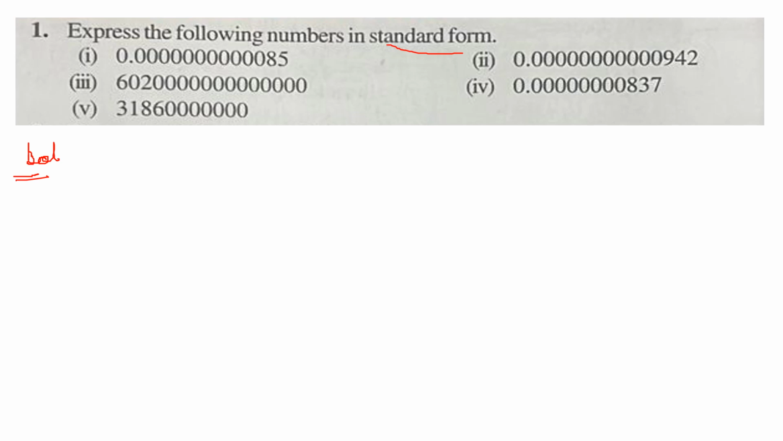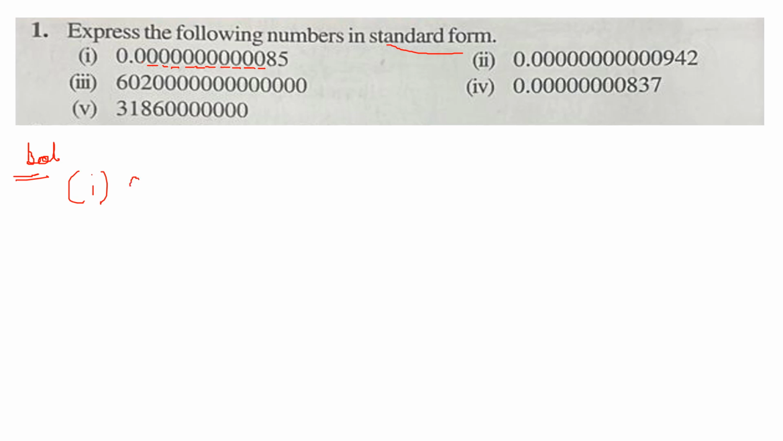So the first question is 0.000000000085. First we will count the number of zeros given to us. 1, 2, 3, 4, 5, 6, 7, 8, 9, 10, 11. 11 zeros are there in all. So you have 8, 5 after 11 zeros.